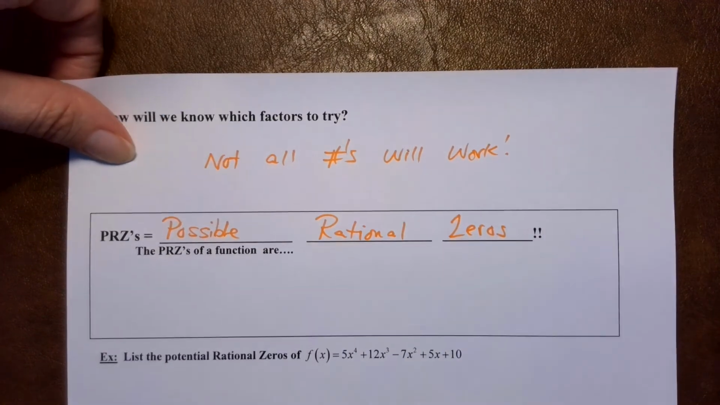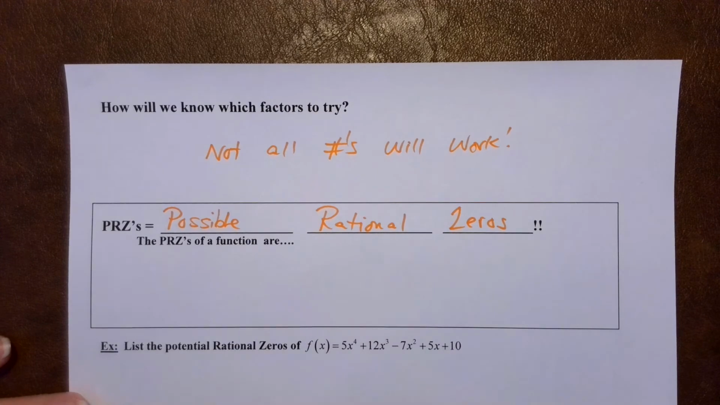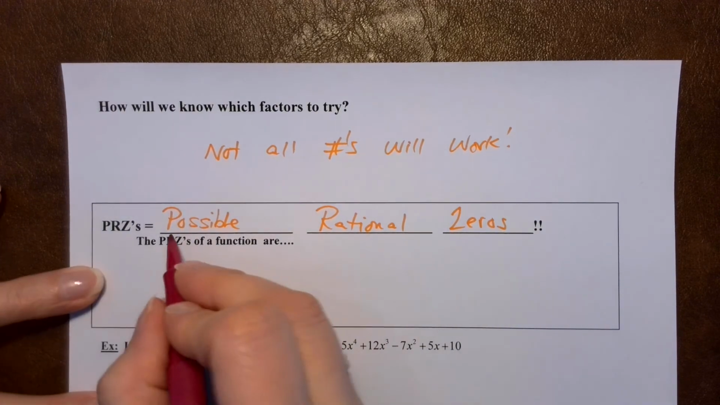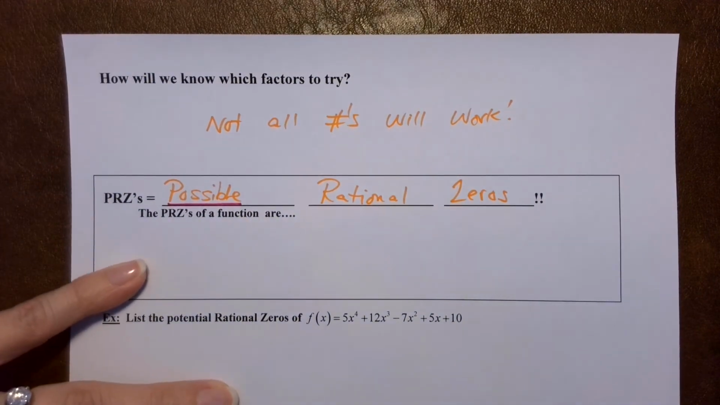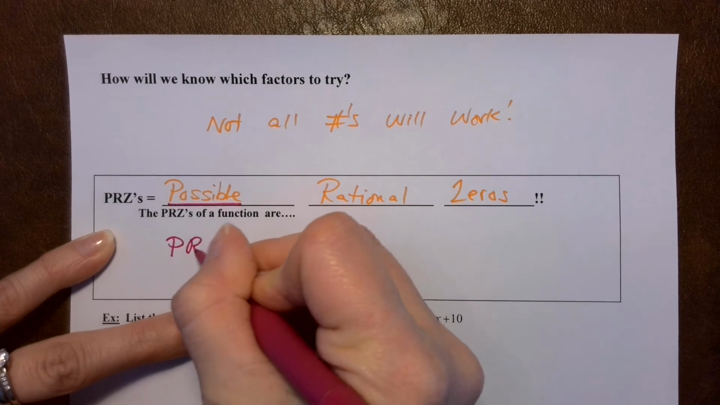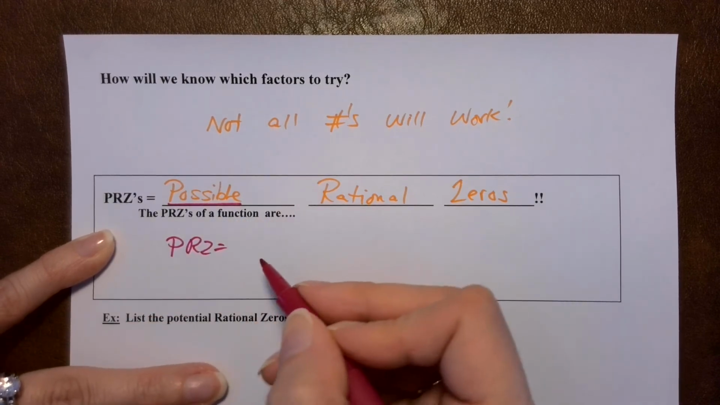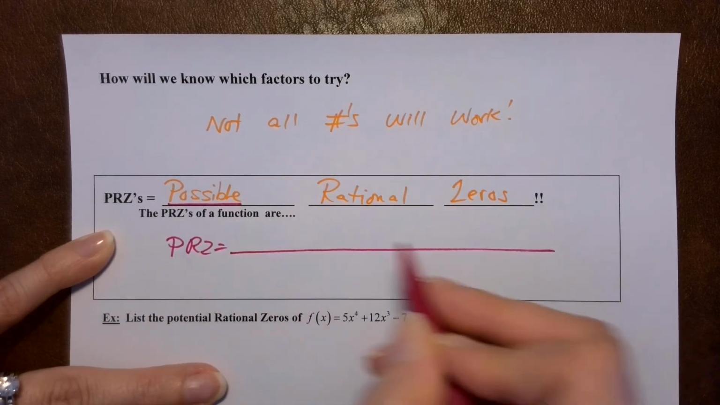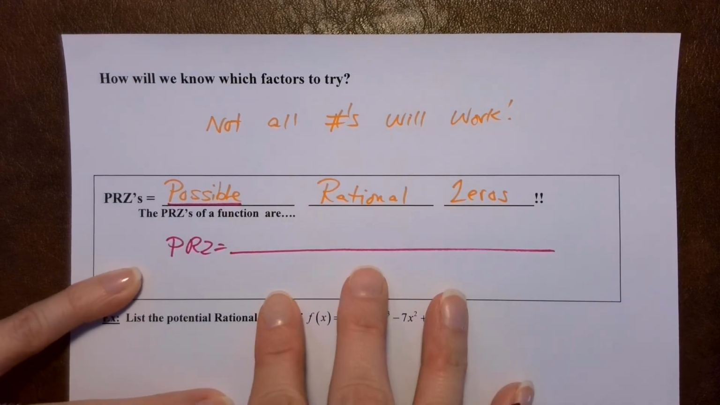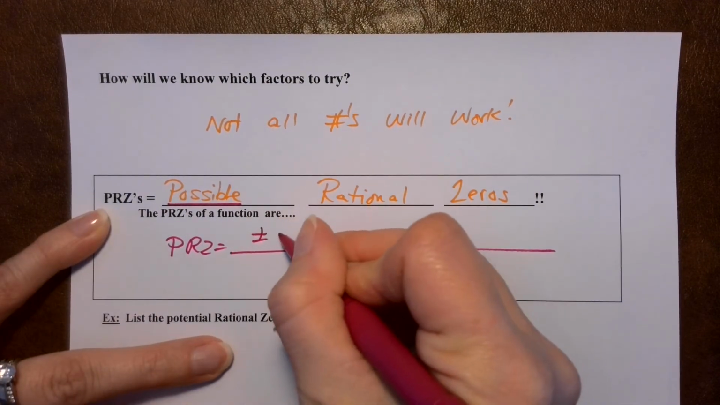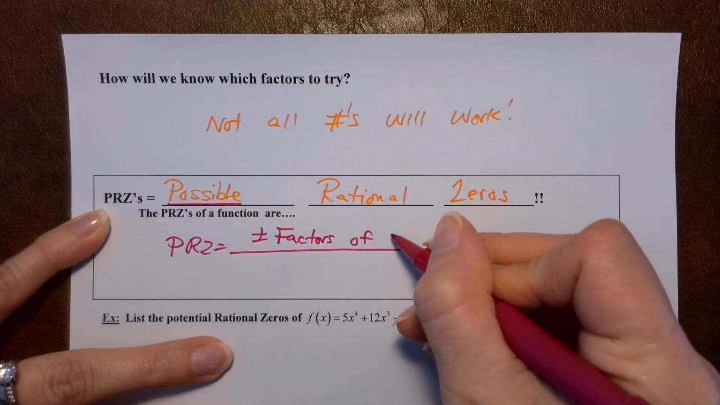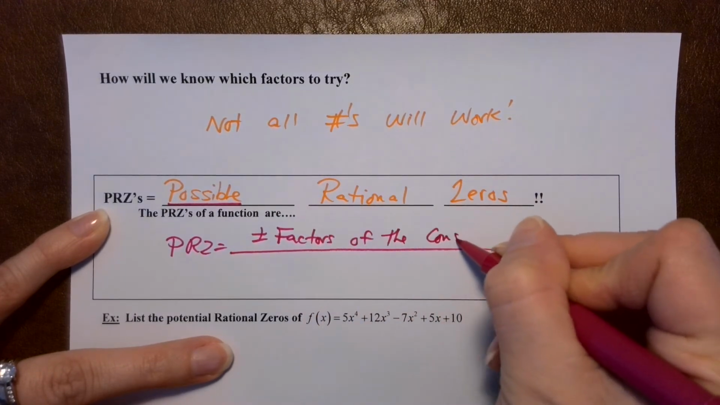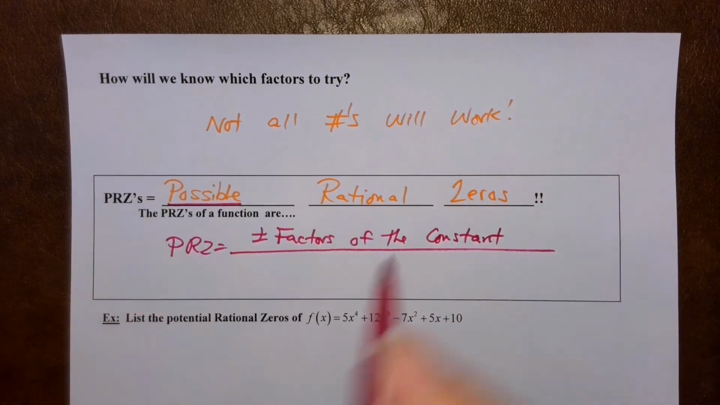Okay, well that's great. How do I know which ones might work? When it says possible, this is not all of them, but these are the only ones that might possibly work. PRZs are found by doing two things. In the numerator of a fraction, you have to do plus and minus all the factors of the constant.